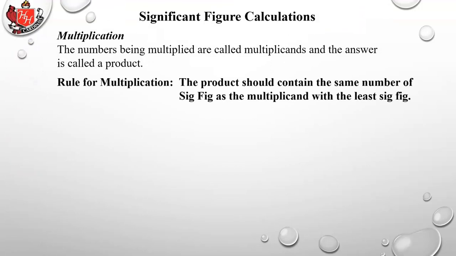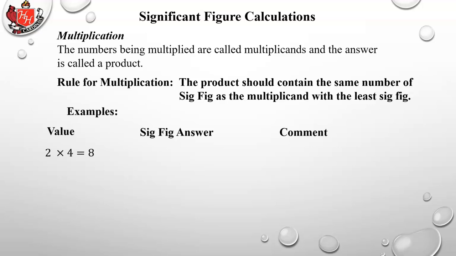Let's try some multiplication. So here's the rule for multiplication. The product should contain the same number of significant figures as the multiplicand with the least significant figures. That's the two numbers that are being multiplied. So this is really the main rule you're going to use in this class all year. Maybe 98% of the time, this is the rule you're going to use. So, 2 times 4 equals 8. That's what your calculator would tell you.